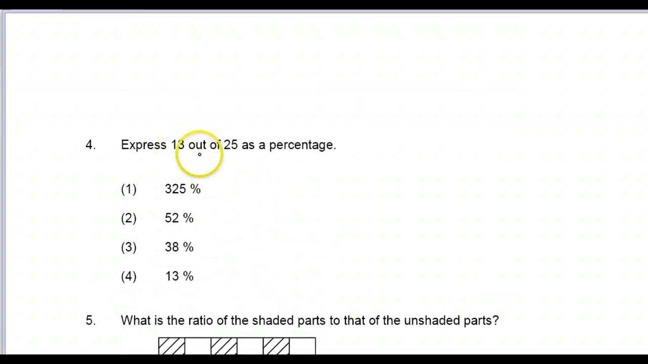Express 13 out of 25 as a percentage. So I take 13 out of 25 as a percentage. I times 100%. So the divide here is 4. And my answer would be 52%. So option number 2 is my answer.